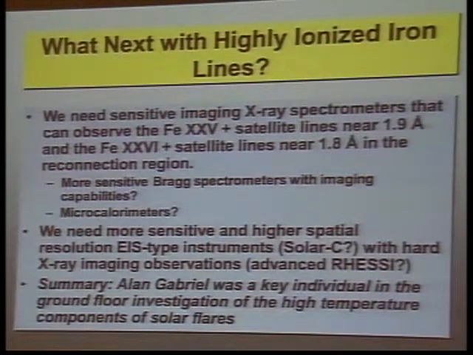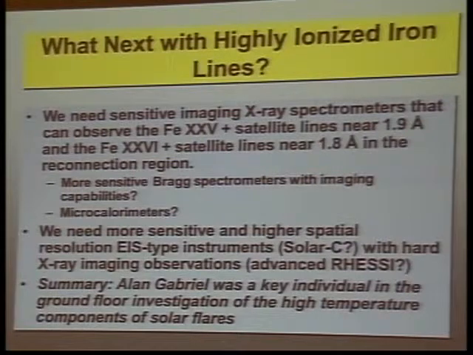So what do we need now? What I would like to have, if I could have all the money in the world, is to actually fly a much more sensitive grouping of Bragg spectrometers that look not only at iron-25 and satellites, but also the iron-26 satellites near 1.8 angstroms in the reconnection region. Iron-26 being hydrogen-like iron. Hydrogen-like iron also has satellites. You can arrange these spectrometers such that you can also measure polarization. So if the electrons in the reconnection region are preferentially accelerated in a certain direction, you can measure that.